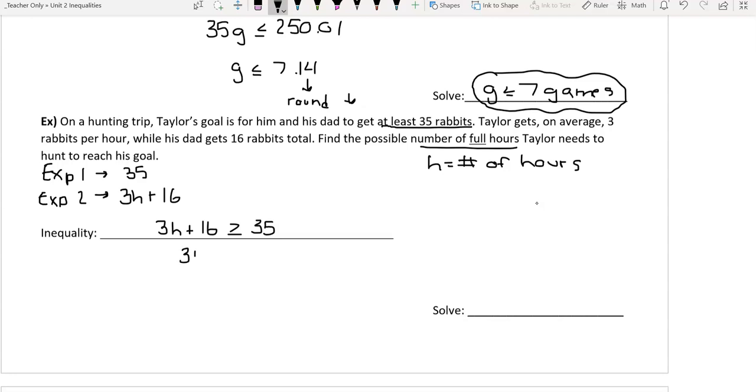And then you solve. So I get 3H is greater than or equal to 19. Divide. And we have this situation again, 6.33. What do we want to do? H has to be greater than or equal to 6.33, or else they don't meet their goal. So if I round down to 6, I'm not going to hit the goal, because I need to be greater than or equal to this number with the 0.33. So this one you're going to round up, okay, in order to not be less than your goal. So my H has to be greater than or equal to 7 hours.